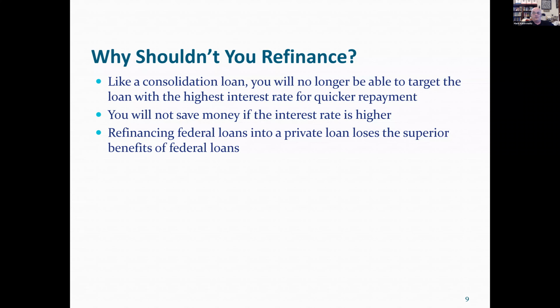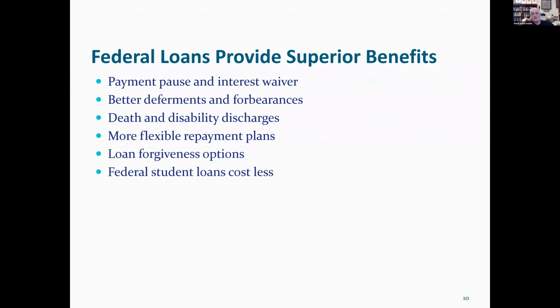And another reason why you want to be careful about refinancing is refinancing federal loans into a private student loan. Because the federal loans have a lot of superior repayment benefits compared to private student loans. And you may not realize it, but those have a financial value, and you may be getting a lower nominal interest rate but losing out on all these valuable benefits. So let's review what those benefits are.